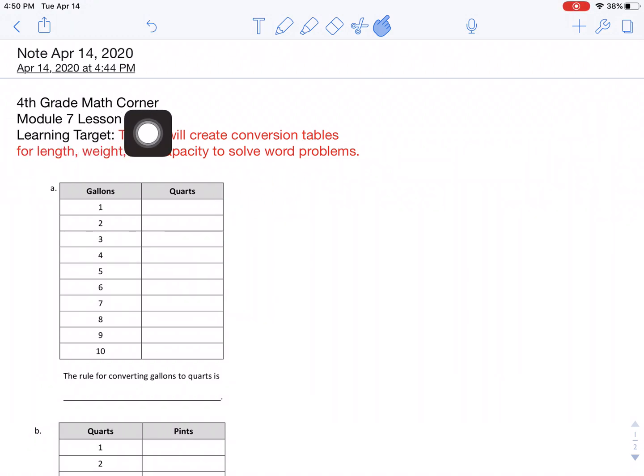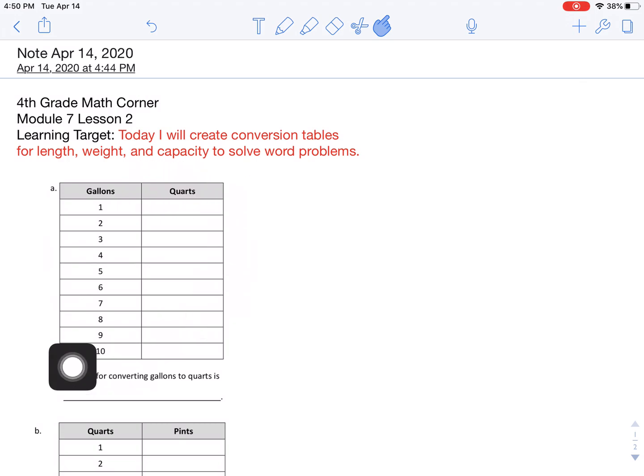This is 4th grade Math Corner, Module 7, Lesson 2. This is a continuation of yesterday. The learning target is still, today I will create conversion tables for length, weight, and capacity to solve word problems. So today we're still going to be solving word problems, and we're still going to be converting between units of measurement, going from the larger unit to the smaller unit, but we're going to use different units. We're going to be measuring with different things today.